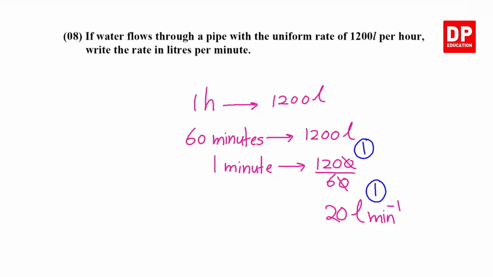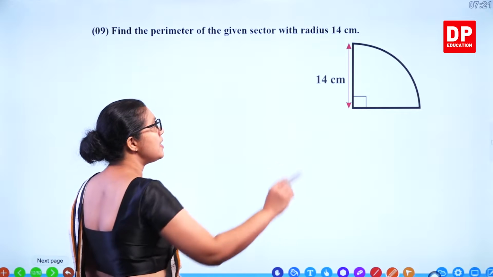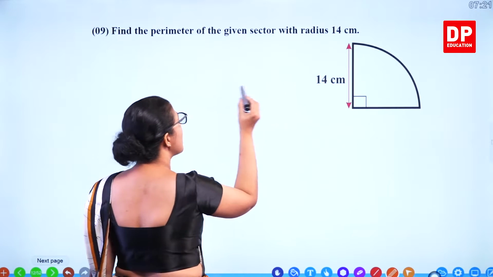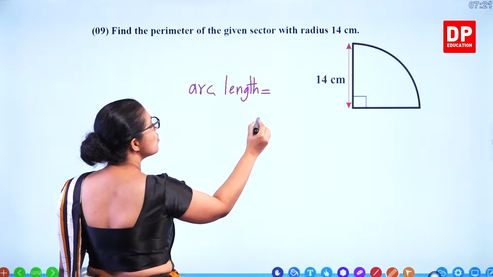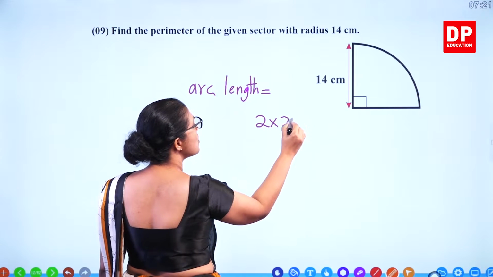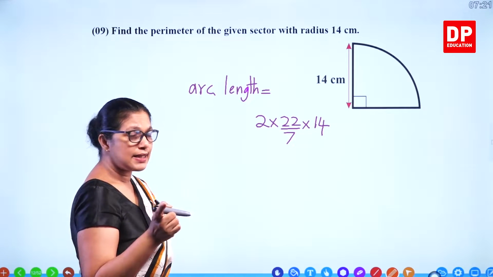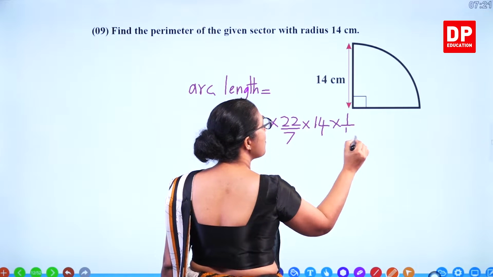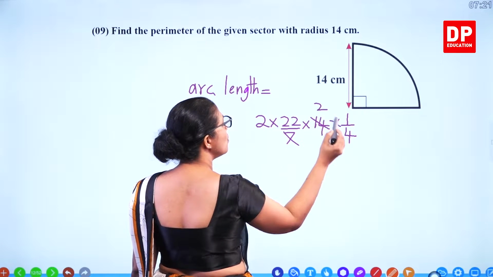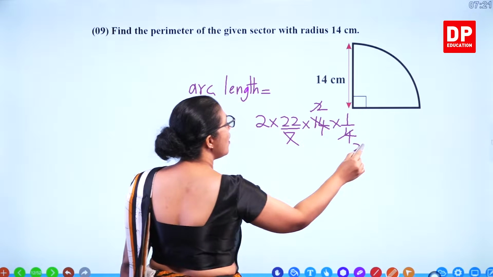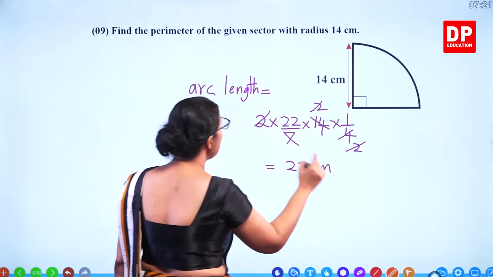Question number 9. Find the perimeter of the given sector with radius 14. So perimeter, you need to find out the arc length. So what's arc length? Arc length is equal to 2 pi. Pi is 22/7 into r is 14. This is a quarter of a circle. So you need to divide by 4 or you can multiply by 1/4. That's the arc length. So 7 times 2, 2 times 2, 4, and this 2 get cancelled out with this 2. So you get 22 centimeter is the arc length.